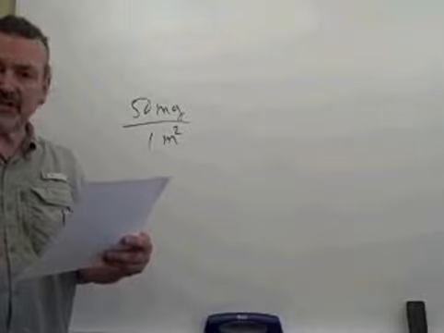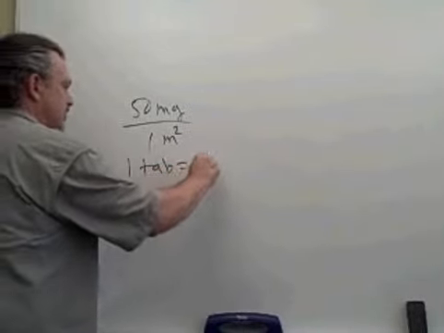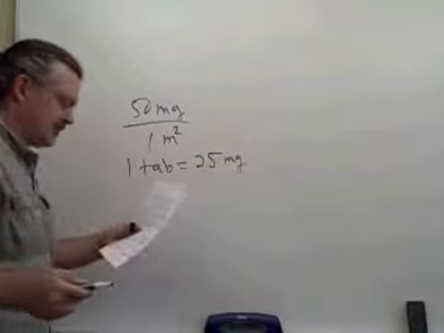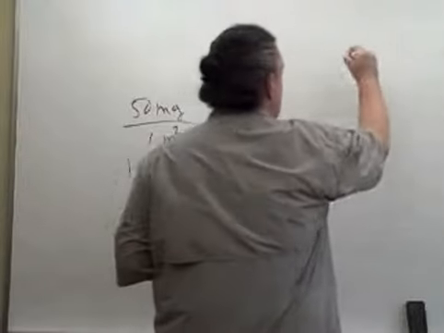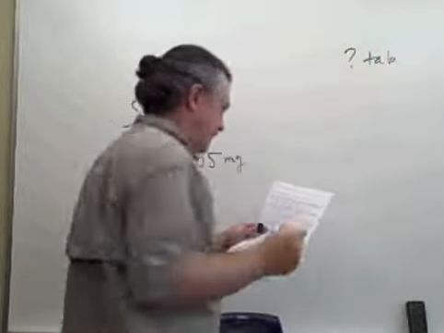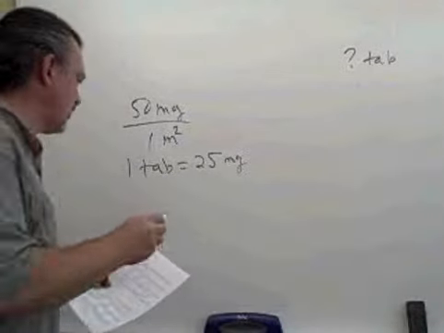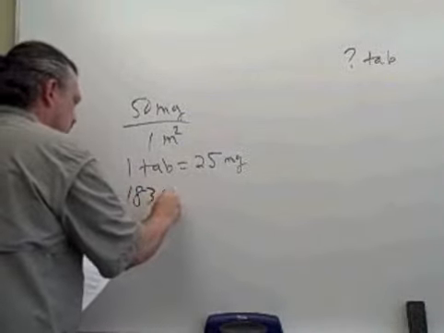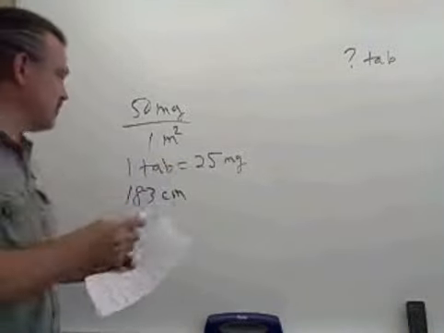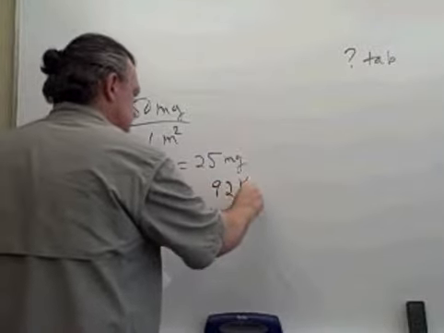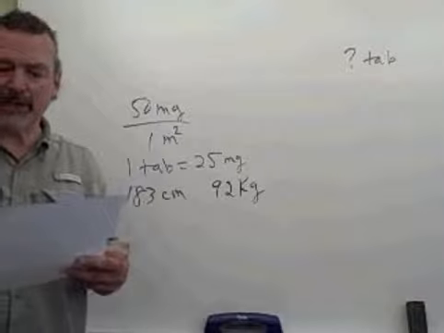If each tablet contains 25 milligrams, all right, so one tablet contains 25 milligrams. How many tablets would you administer? All right, that's what I want to know. How many tablets would you administer to a patient who is 183 centimeters tall? That's metric system then, isn't it? 183 centimeters tall and weighs 92 kilograms. Use the nomogram to approximate the body surface area.